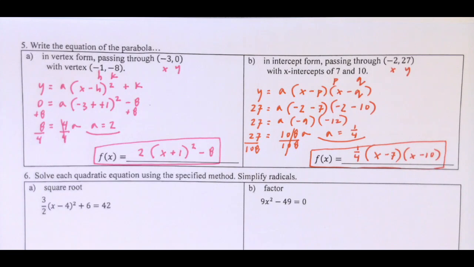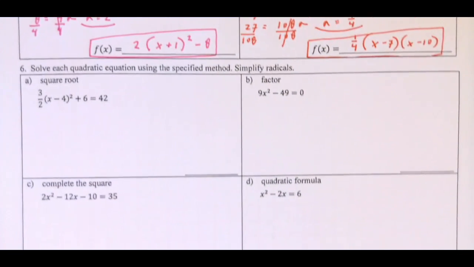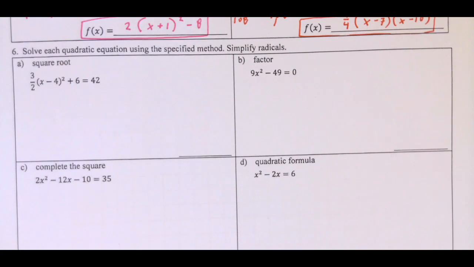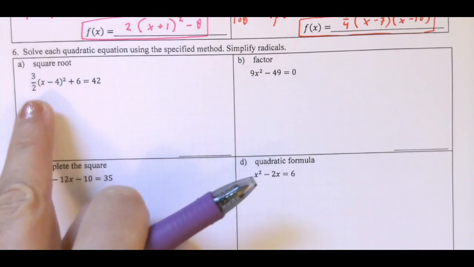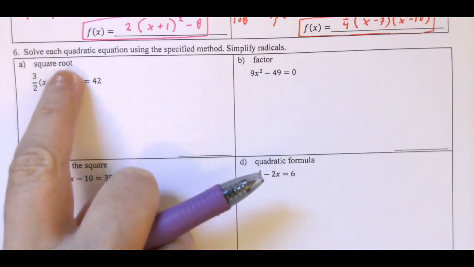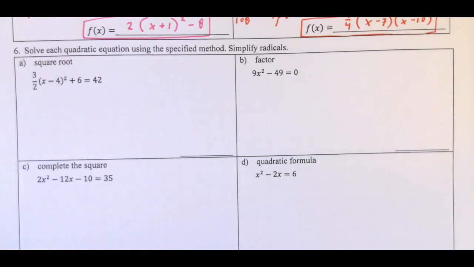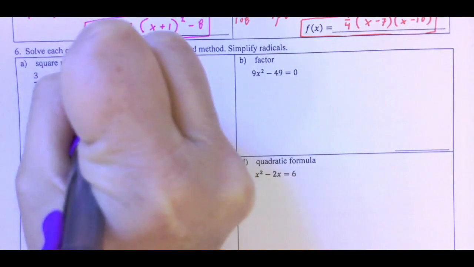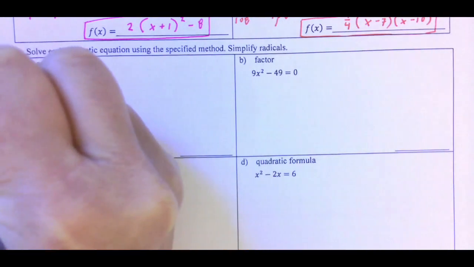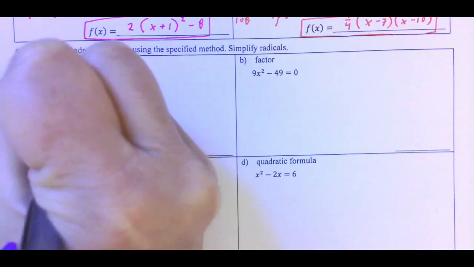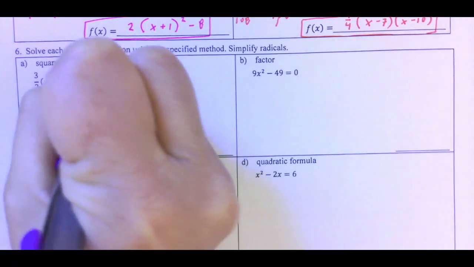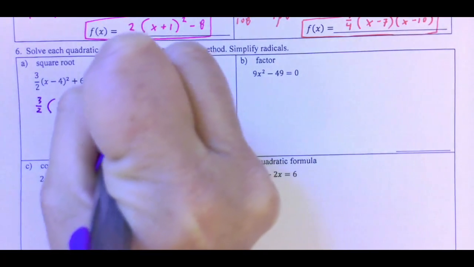Okay, next is just all the different methods for solving quadratics. So solve using the method given, and then simplify any radicals. So first what comes up is solving by taking the square root. So I need to get this part here that's being squared all by itself first. So I'm going to start by subtracting 6 from each side. So 3/2 of x minus 4 quantity squared equals 36.